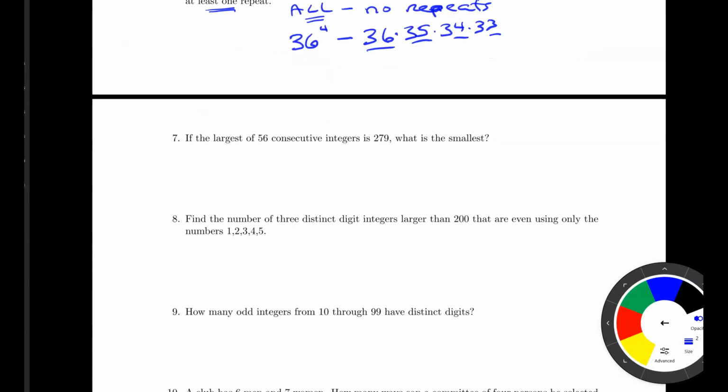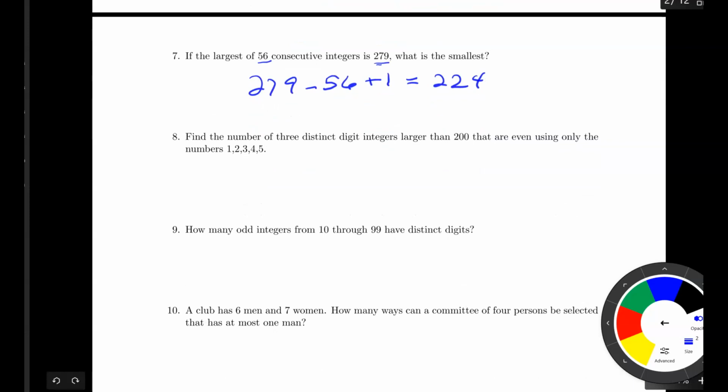Okay, so I've got 56 consecutive integers. If the largest of the 56 consecutive integers is 279, I want to subtract off 56, and then add 1, and that gets me to the smallest number, which turns out to be 224, right? Using that idea to find the number in between them is subtract them and add 1. All right, here we go.